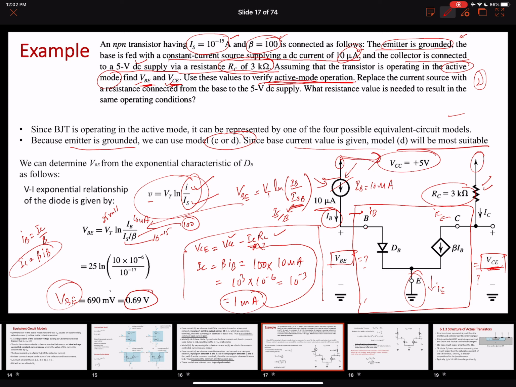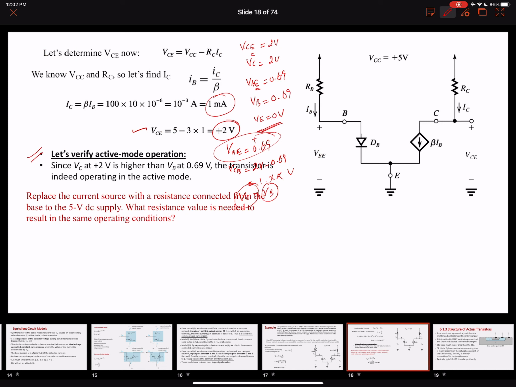Take out this current source and connect a resistor over here. Instead have a resistor and find the value of this resistor such that you are going to have the same conditions. Having the same conditions means that you're going to get that same base to emitter voltage value, you're going to get the same current IB. Okay, so this means that this is what I need to do, right?